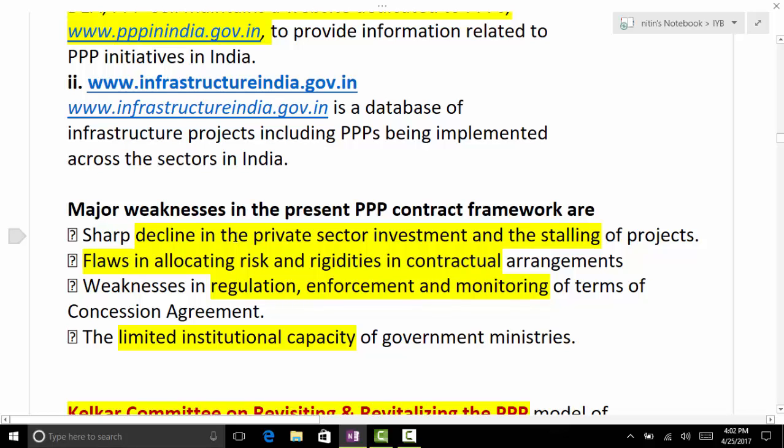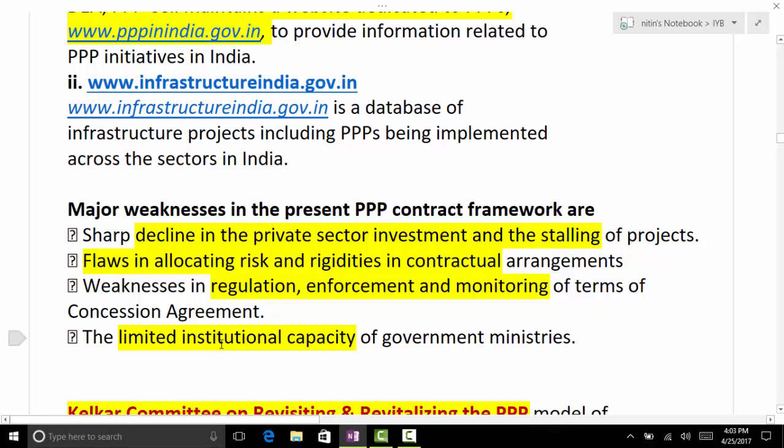So what are the basic issues under PPP? We had seen a decline in private sector investment and stalling of projects. This is the observed phenomenon. There were flaws in allocating risk and rigidities in contractual arrangements, because we had seen certain times these PPP projects not working out in a good way. In the airport expressway, Reliance just moved out of the project. Even the Delhi Gurgaon expressway had issues. So many issues kept coming in PPP projects in view of risk sharing as well as profit. Certain times the project was not economically viable, so the private player cannot maintain it for a longer period of time.